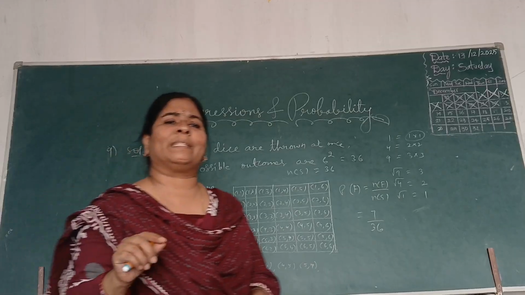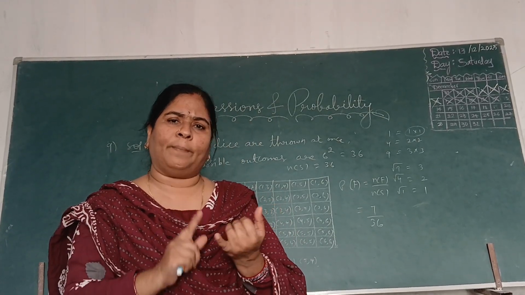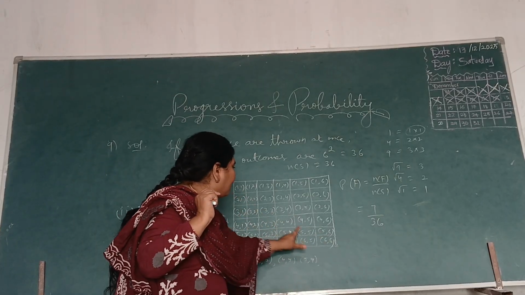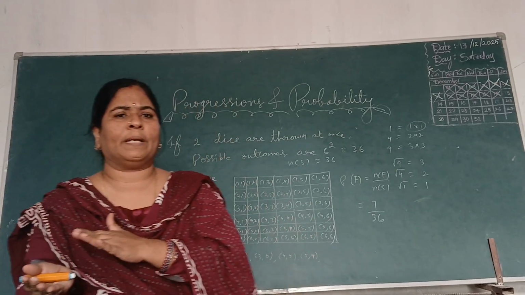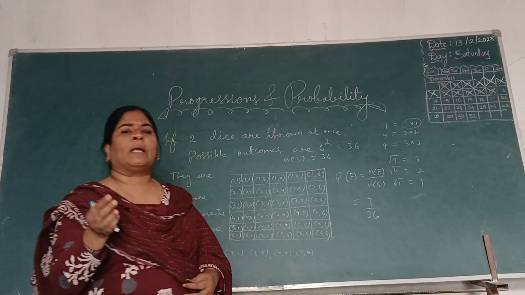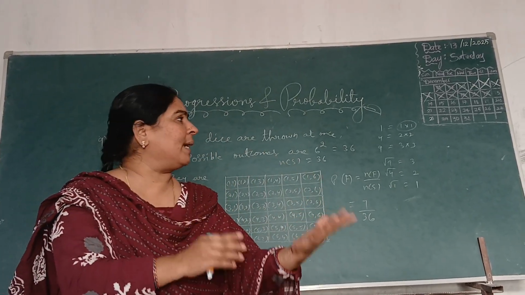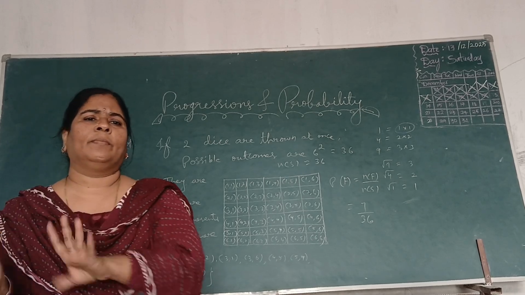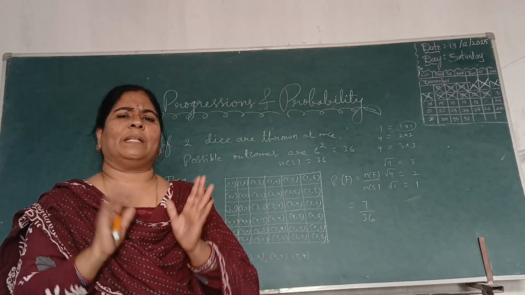And not only these children, many questions will be asked in such a way that we get a doublet. What is meant by doublet? Do you know? 1, 1, 2, 2, 3, 3, 4, 4, 5, 5, 6, 6. Even doublet they may ask. Odd doublet they may ask. You know, even 2, 4, 6. The first number on first dice is a prime number and the number on second dice is composite number or odd number, even number. Any numbers they may ask.